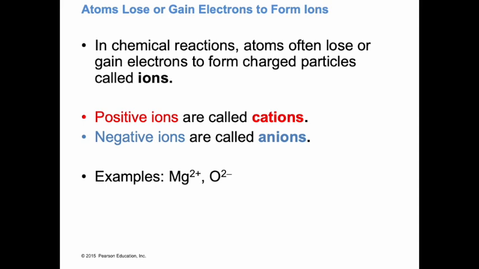Any atom with a charge is called an ion. If it has a positive charge, it's called a cation. If it has a negative charge, it's called an anion. So cation is just positive and anion is negative. Ion is anything that has a charge.